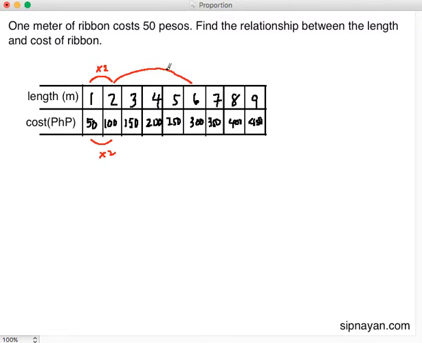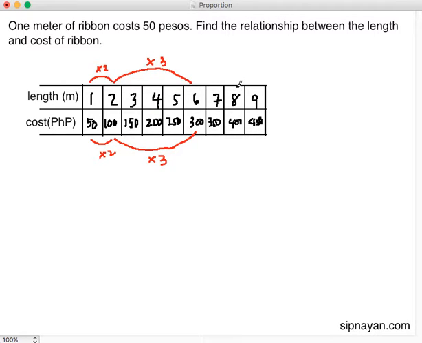Now, for example, here, ano nangyari dito? From 2 to 6. Naging times 3 siya. So, from 2, 100, ano nangyari sa price niya? Naging? From 100, naging 300. So, naging times 3 din siya. Okay? So, let's look at another pair, yung 8 at saka yung 4.